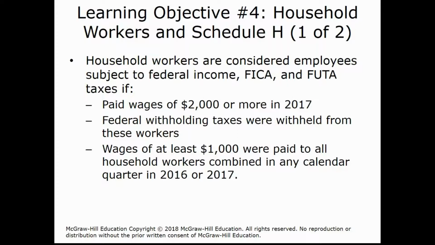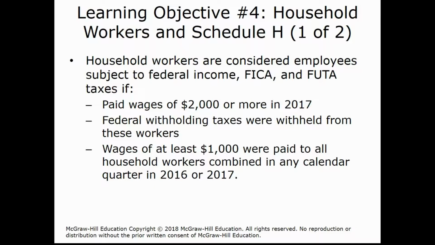Household workers withholding is an area that the IRS knows is often underreported. So household workers, these are often called domestic workers, are considered employees subject to federal FICA and unemployment taxes if a couple of conditions exist. One is that they were paid wages of $2,000 or more during the year 2017. If they had a housekeeper and paid him $3,000 during the year, they're required to withhold for unemployment, Social Security, or FICA, which is Social Security and Medicare, and federal income taxes.